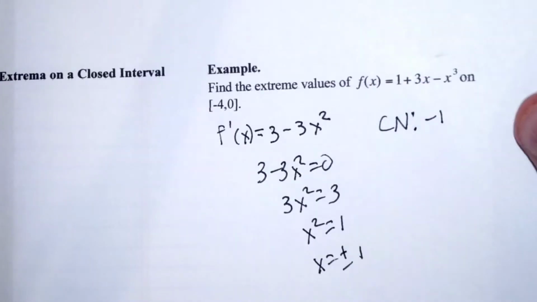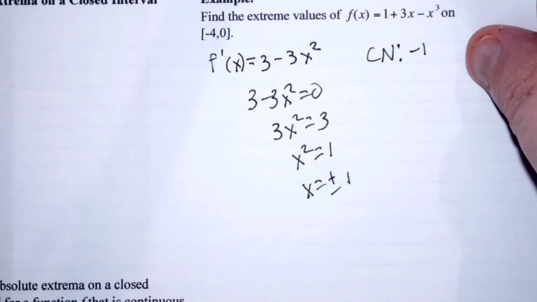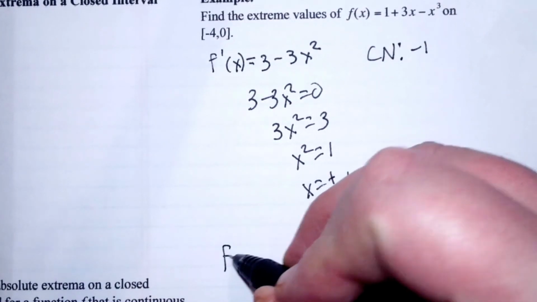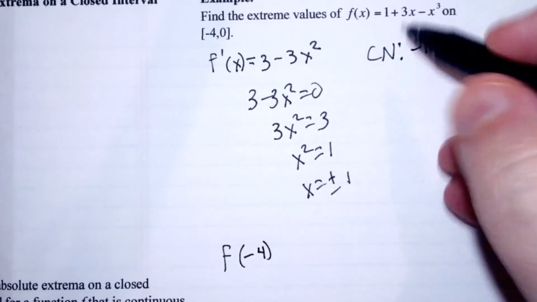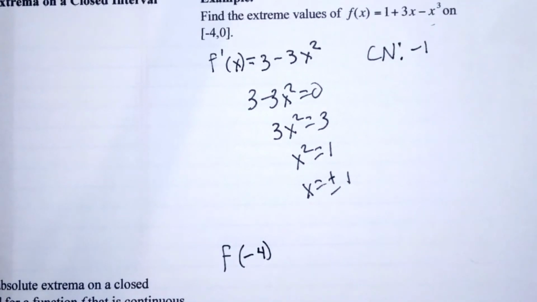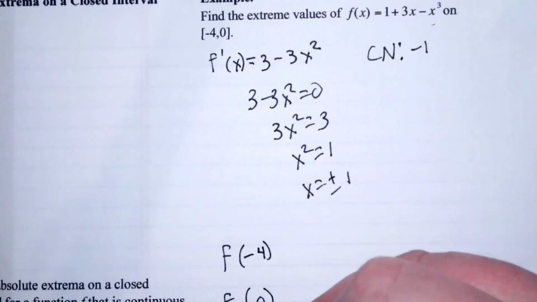So what we need to do now is evaluate the function at each of the endpoints. So we evaluate the original function, this one, at -4, because that's the function whose maximum and minimum we're trying to find. f of -4, f of 0, and f of -1.